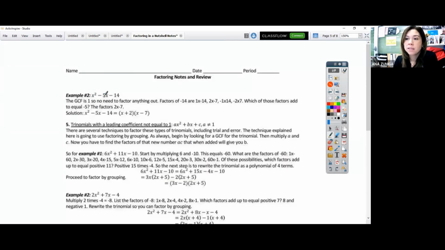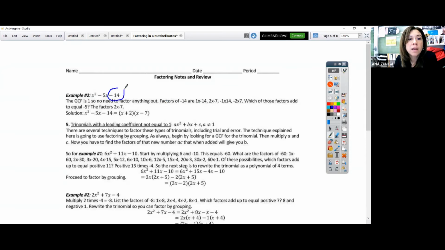We have x squared minus 5x minus 14. This is a trinomial. 1, 2, 3 terms. The leading coefficient is 1. The number in front of x squared is just 1. There's nothing there. And I don't have a GCF. They're not all divisible by the same number. They don't all have the same variable in common. So I'm ready to factor, or try to factor, because it is possible that it's prime, remember.